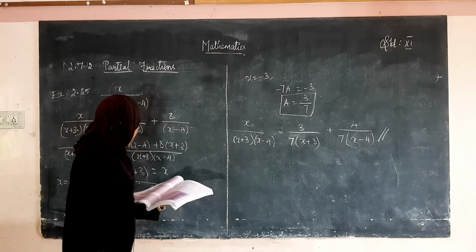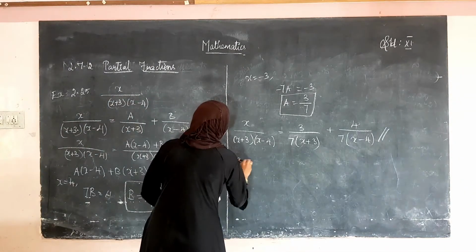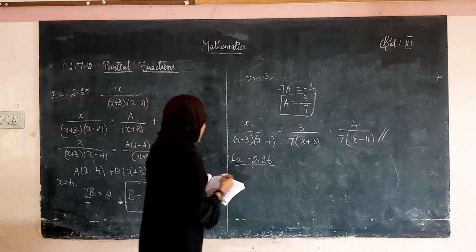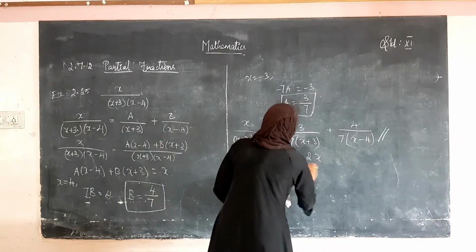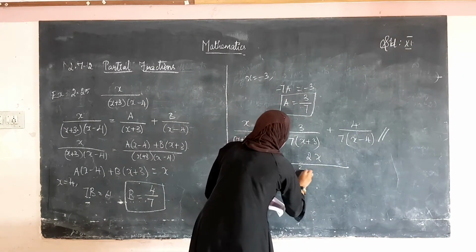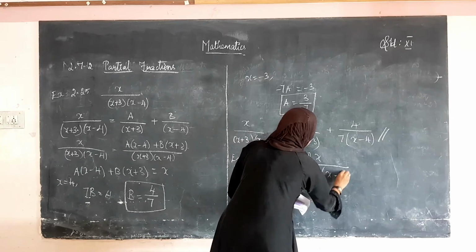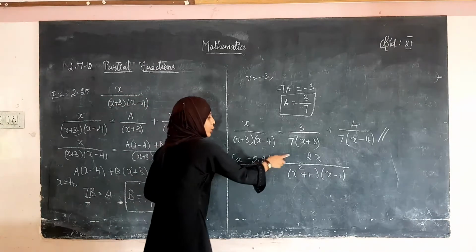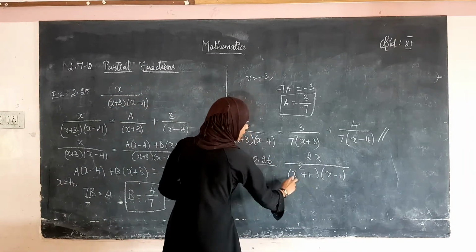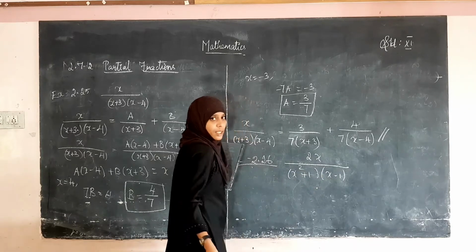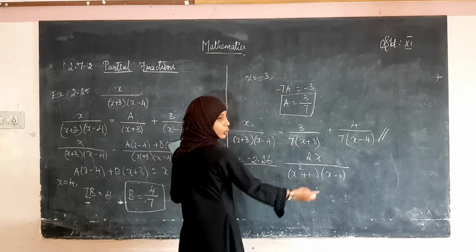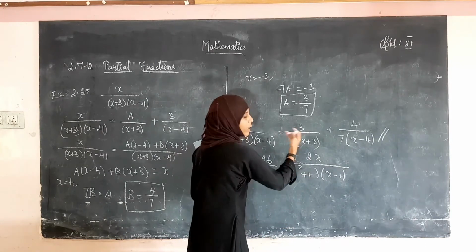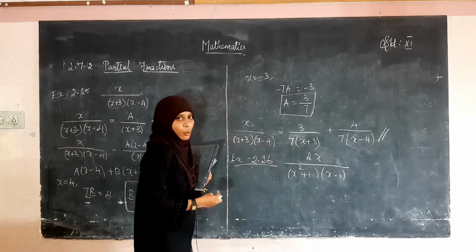Now the next sum, example 2.26: resolve into partial fractions 2x divided by x square plus 1 into x minus 1. The first thing is you have to check the degree. Here the degree of the numerator is 1. The denominator is a multiplication, so you have to multiply. When multiplied, we get x cube as the highest power, so the degree of the denominator is 3. Since the denominator degree is greater than the numerator degree, we don't have any problem, we can proceed with this.